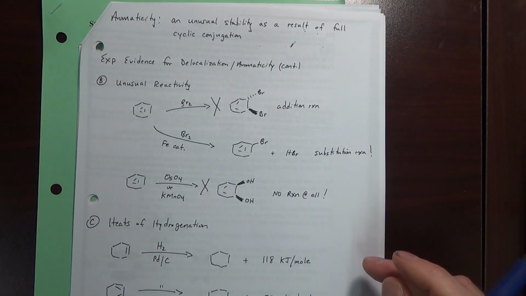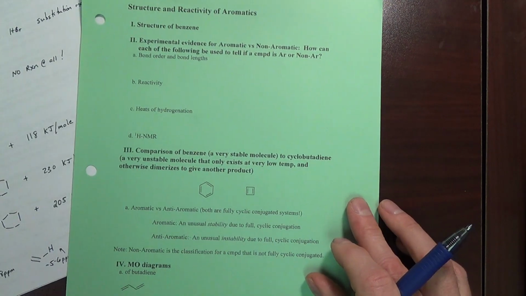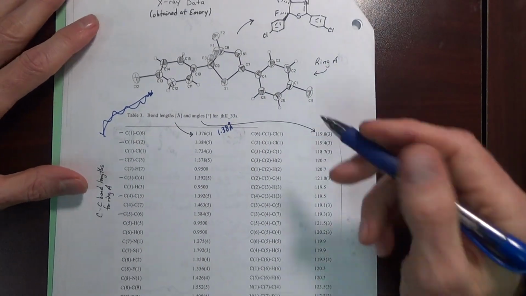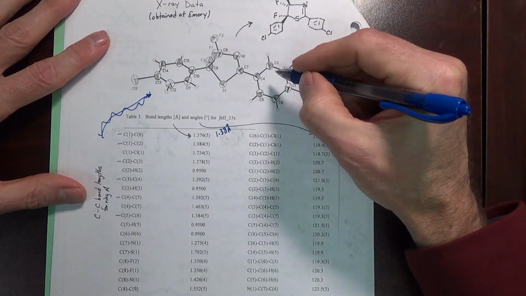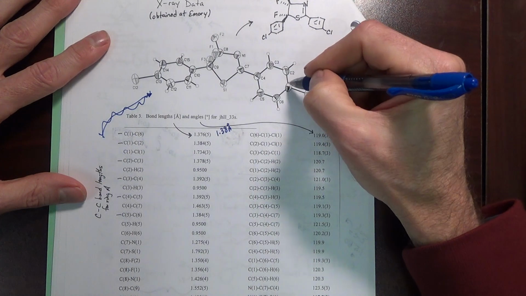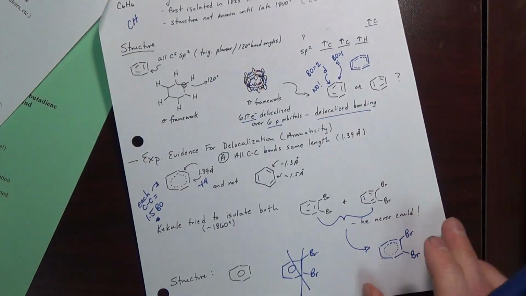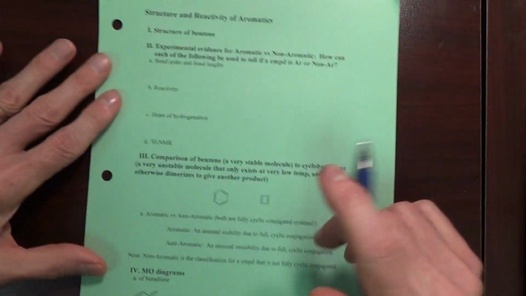First, A. Well, where's A? B, C. What is A? A is bond order and bond lengths. And I just showed you some experimental evidence. Because of the aromaticity, these carbon-carbon bonds are nearly identical in length. That is sort of unusual. We don't expect single-double, single-double. And the X-ray data is actual evidence of that. So we can consider that A.